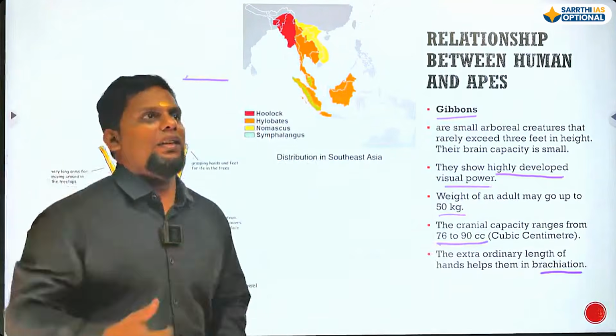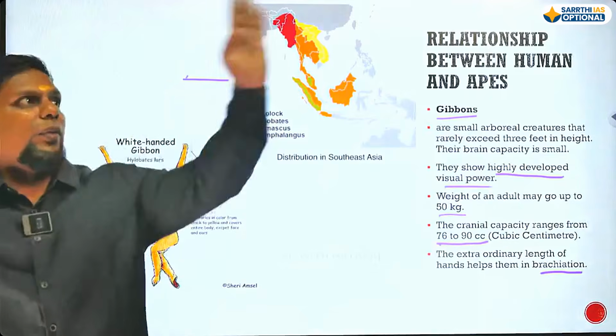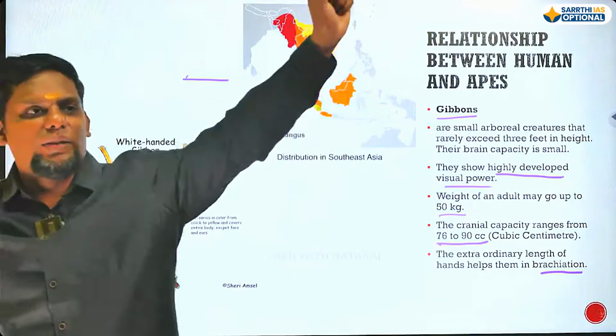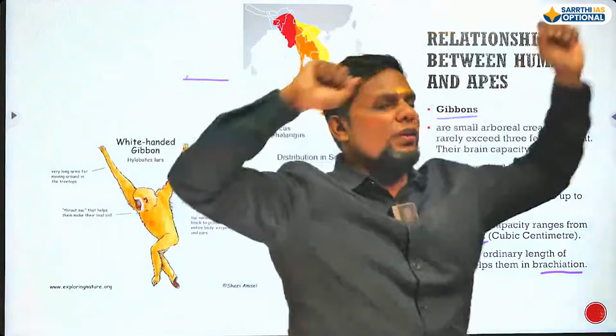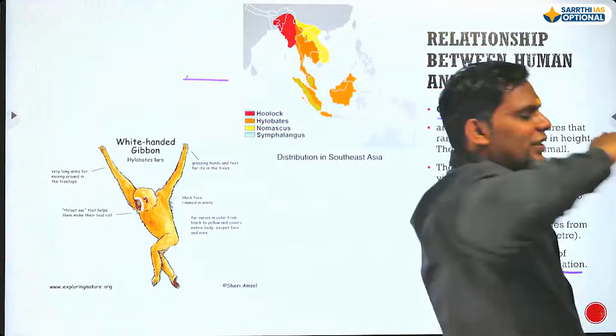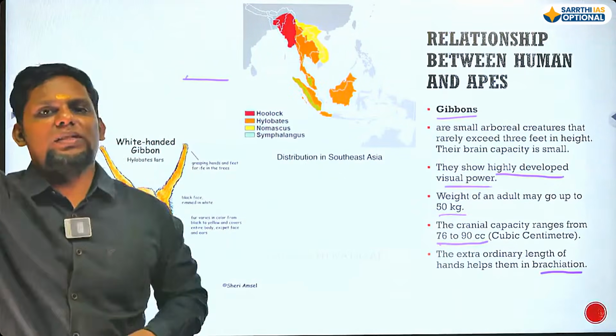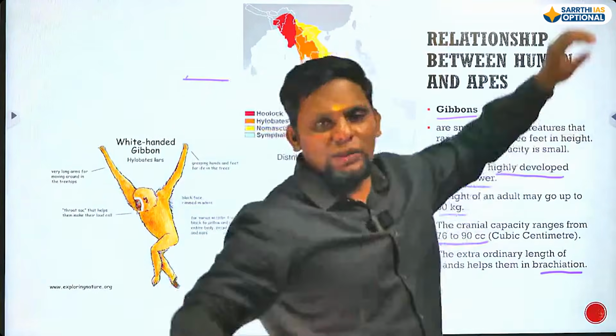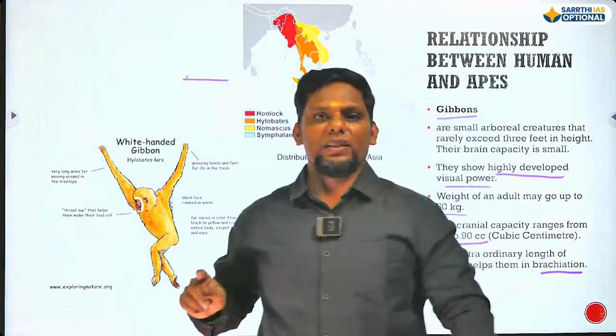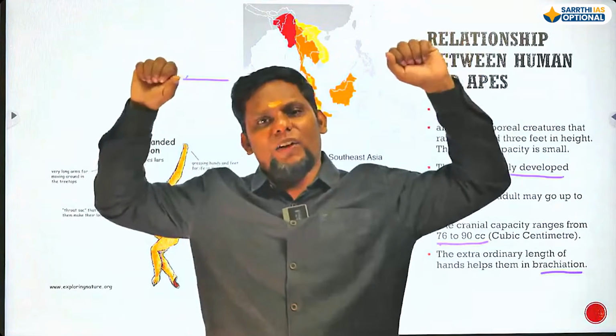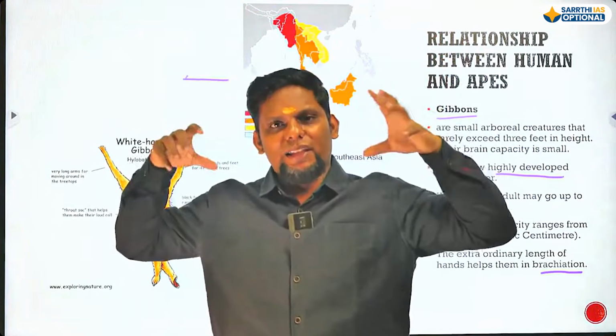Remember, brachiation, there are different ways. For example, if there is one branch like this, I can go like this, then like this, and like this. You get the picture, right? Similarly, if I have to go between different branches, I can go like this, like this. This is brachiation.